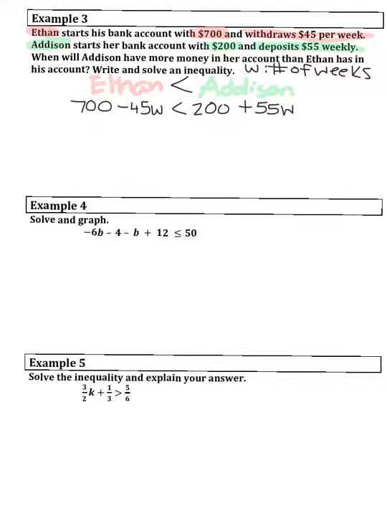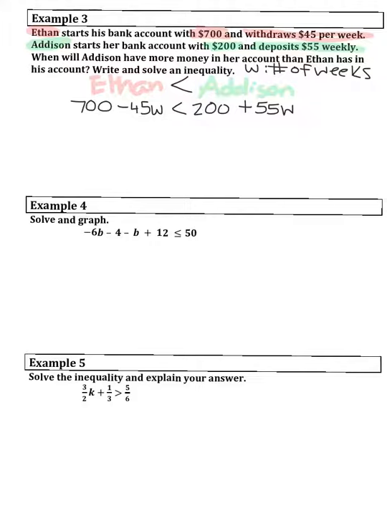This inequality has variables on both sides. Look at each side first. Is there anything you can simplify? No. Okay, now we're ready to combine our like terms by getting them all on one side together. I think it's easiest to move your variables to the side where there are more. So when I compare, I have a minus 45W on the left and a positive 55W on the right. I want to move my variables to the right. Positive 55 is more than a minus 45.